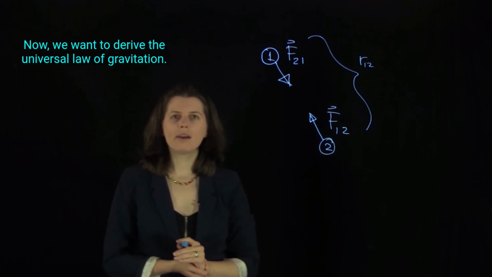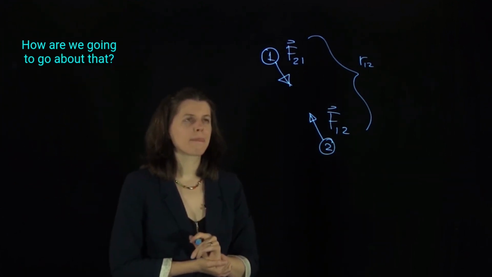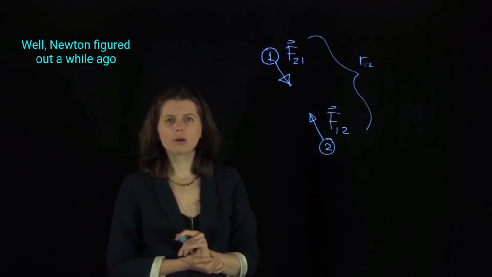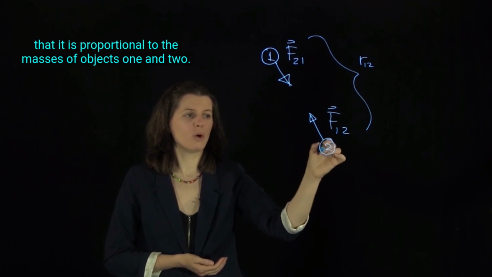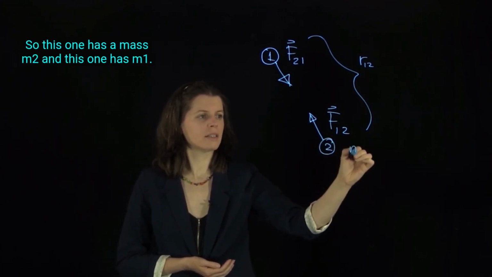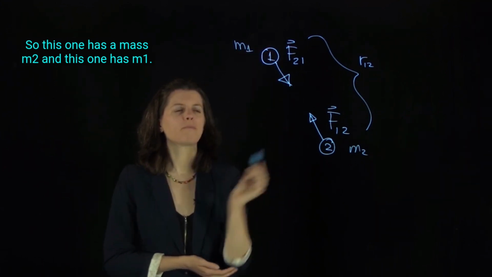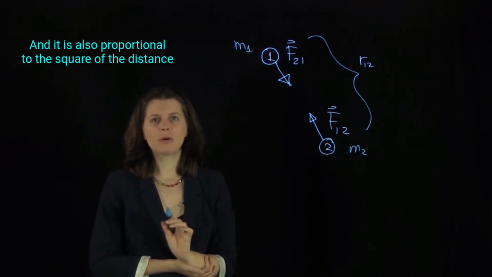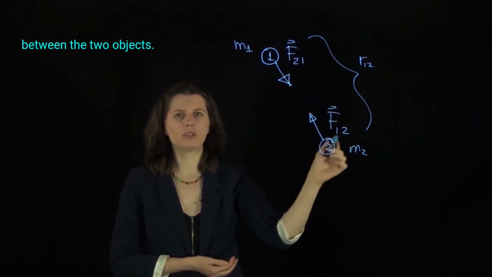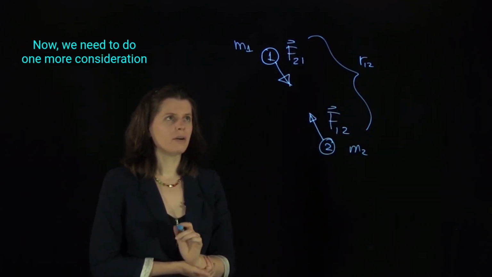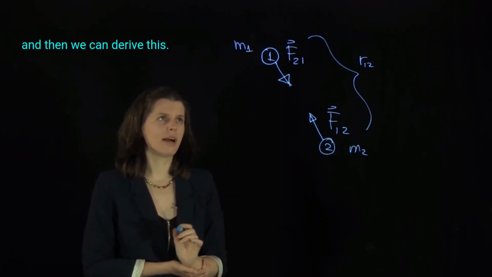Now we want to derive the universal law of gravitation. How are we going to go about that? Well, Newton figured out a while ago that it is proportional to the masses of objects 1 and 2. So this one has a mass m2 and this one has m1. And it is also proportional to the square of the distance between the two objects.